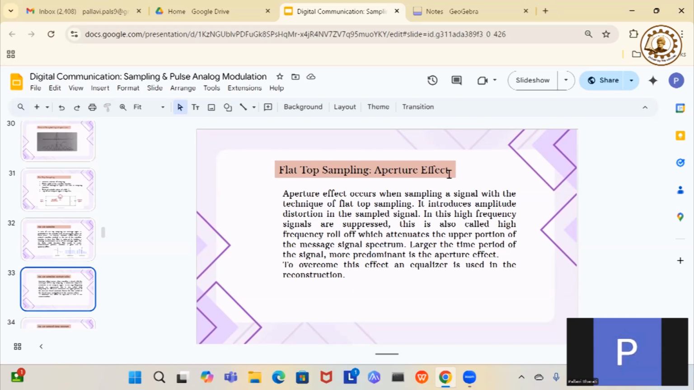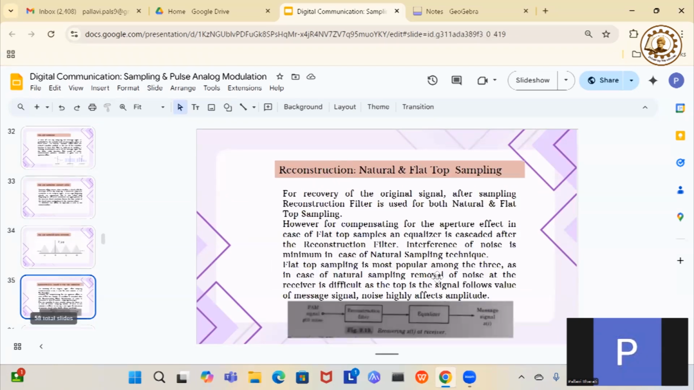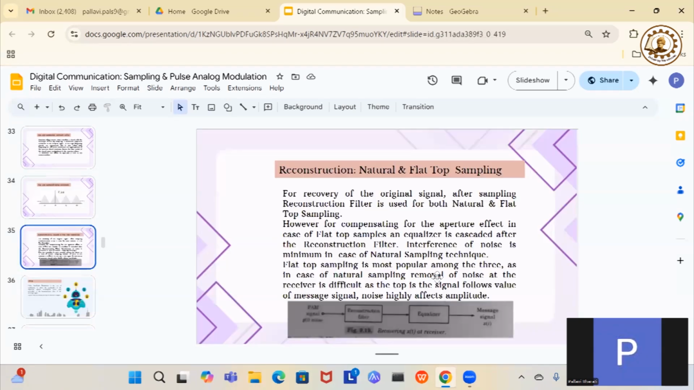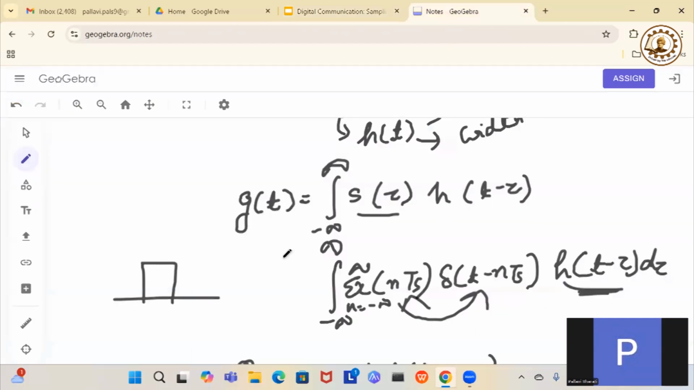So what is happening over here, let us see. This is the flat top sample spectrum. If this part is overlapping here, see, it's not shown here, right? Okay, let us see over here.